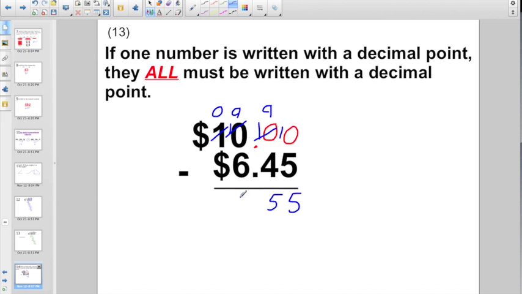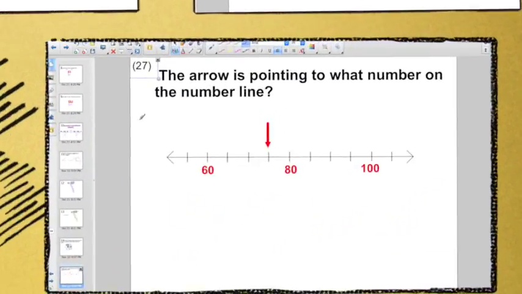9 minus 6, that gives us 3. 0 minus nothing is nothing or 0. But do you start a number with 0? You don't go to somebody, hey buddy, can I borrow $3? No, nothing is the same as 0. So just bring down your dollar sign, and $3.55 it is.